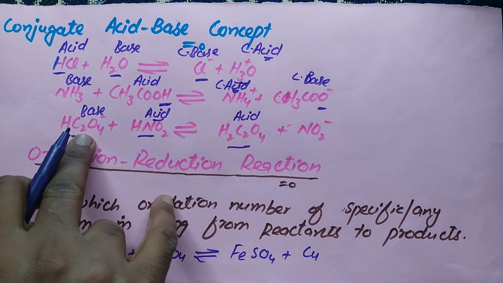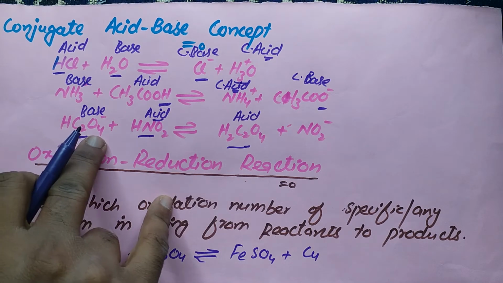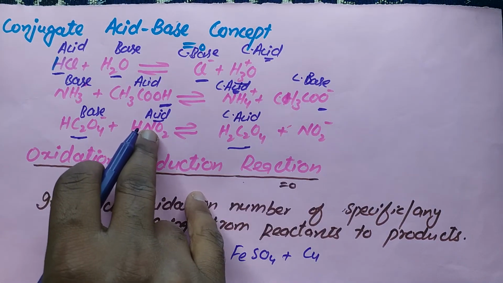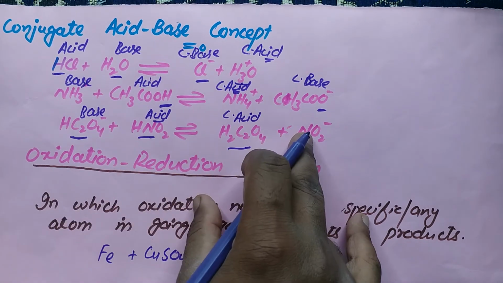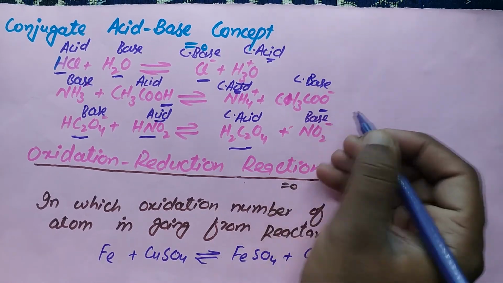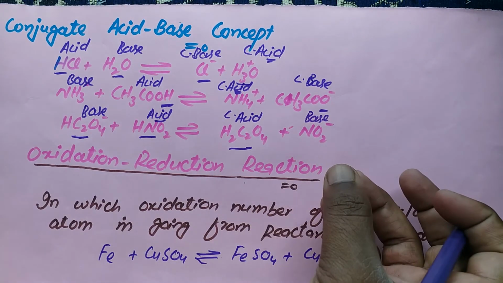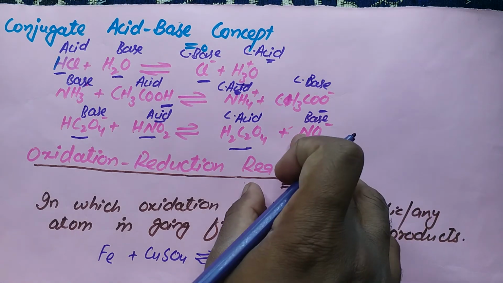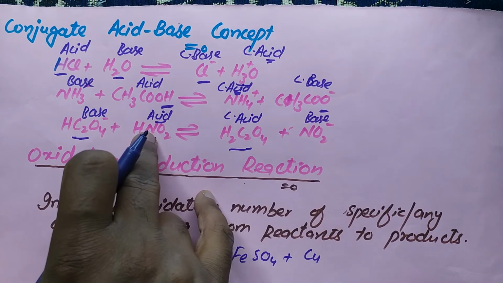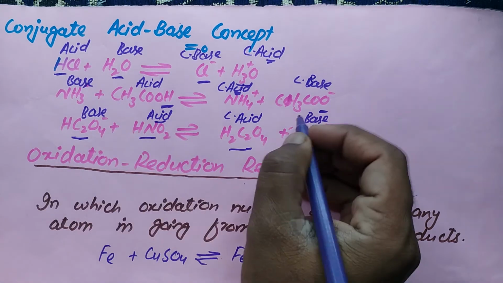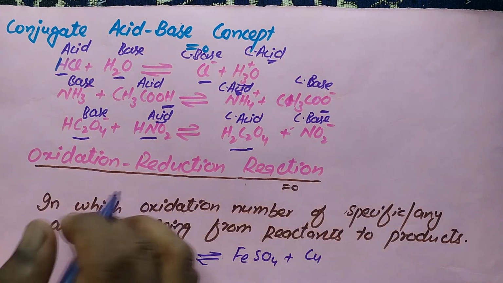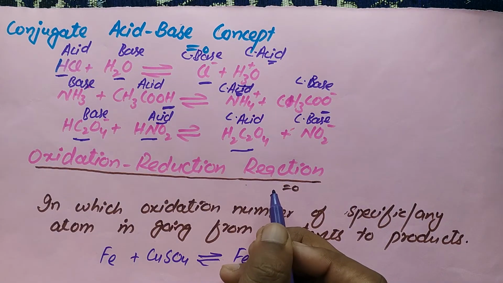Where does it become from? HC2O4 is accepting a proton, so it is a conjugate acid, and the conjugate acid gives a proton and becomes NO2 negative. And this is a base because it cannot give another proton, since it doesn't have any proton, so it will be accepting a proton. So it acts as a base, and it comes from an acid, and this is known as a conjugate base.